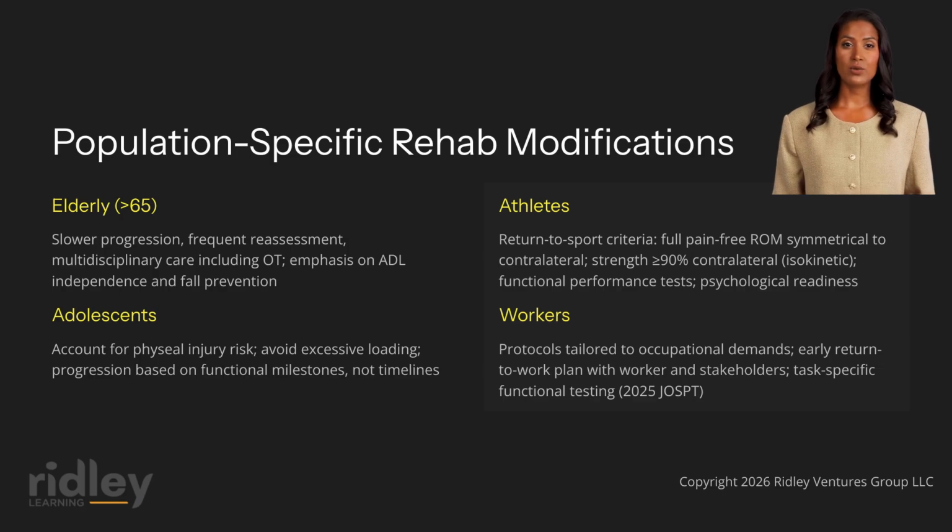For adolescents, protocols must account for ongoing skeletal growth and physical injury risk, with exercise selection avoiding excessive loading and emphasizing neuromuscular control and progression based on functional milestones rather than strict timelines. Athletes require criterion-based, sport-specific rehabilitation with return-to-sport decisions based on objective performance measures and psychological readiness, including full pain-free active range of motion, strength of 90% or greater of the contralateral side, and successful completion of functional performance tests.